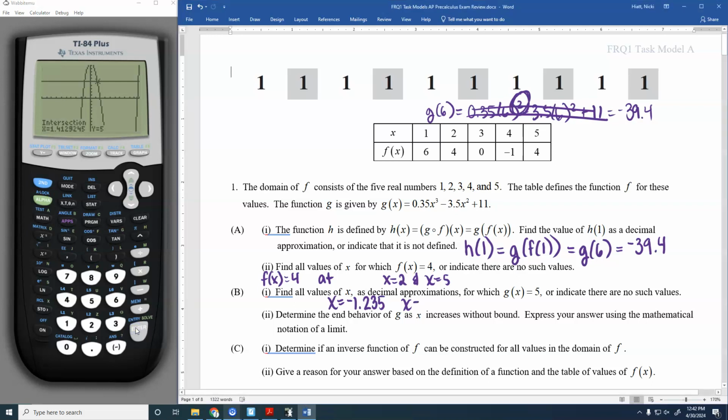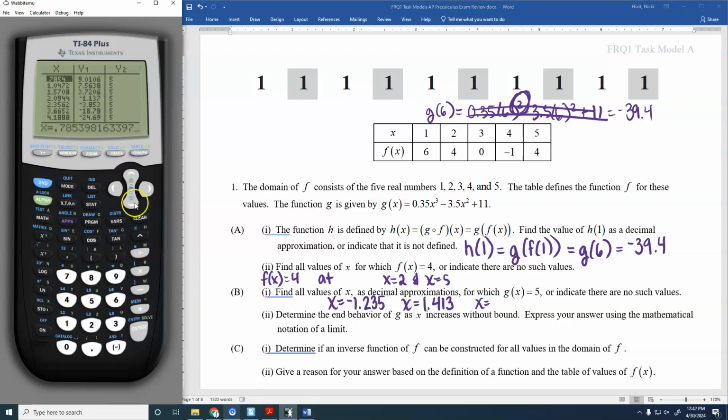1.413. And then the last one is going to be 9 point something. Oh, oops. Second trace, 5. First curve, second curve. Yes. 9.822.